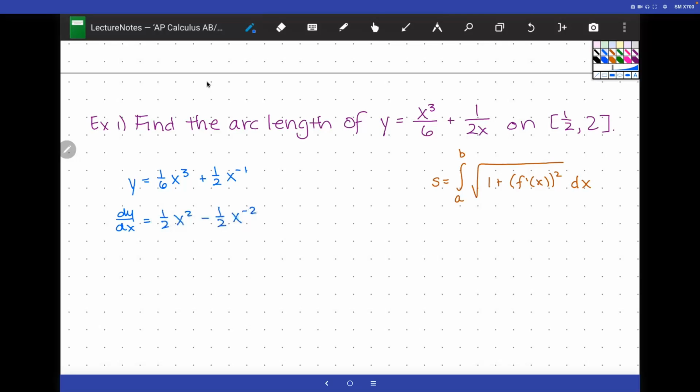Alrighty. This is what you should have gotten for the derivative. You may not have written it exactly like this. Like you may have put it as x to the negative 2 over x squared. But any questions on the derivative? Because the next thing we got to do, according to the formula, is square it. So now try squaring that.